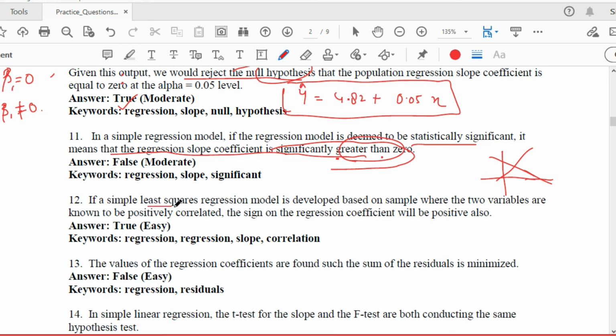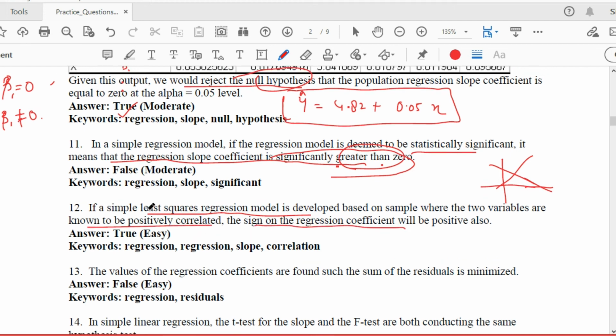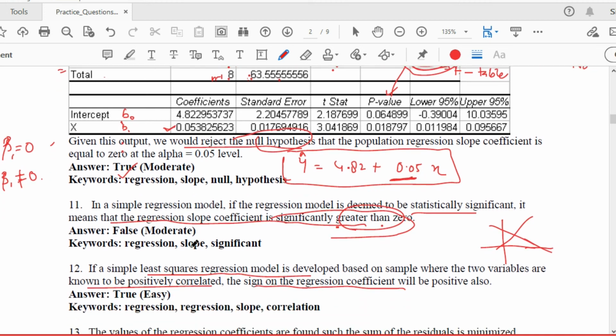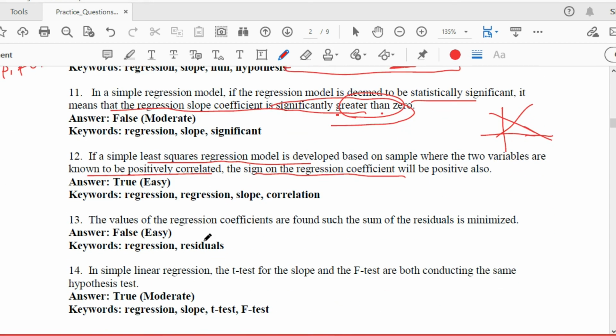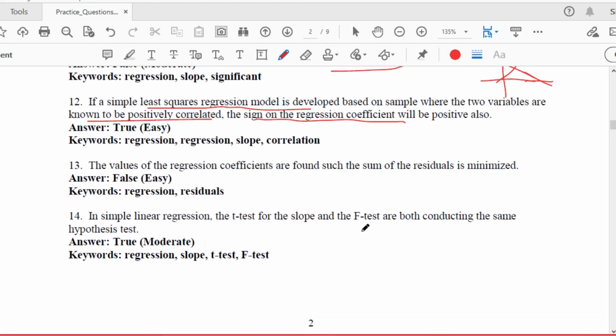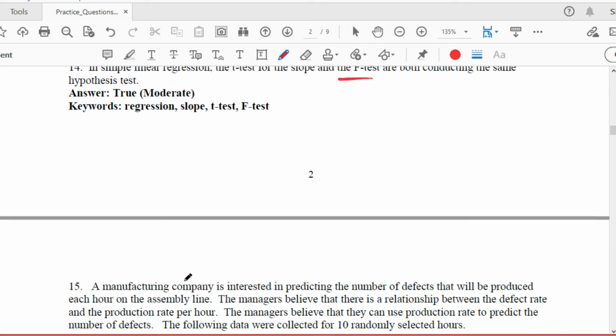If the simple least square regression model is developed based on a sample where two variables are known to be positively correlated, the sign of regression will be positive. Yes, this positive sign, this is the slope, shows that yes, there is a positive relationship. If there is a positive correlation, it means there is a positive regression between these two. So this way we use the F test.